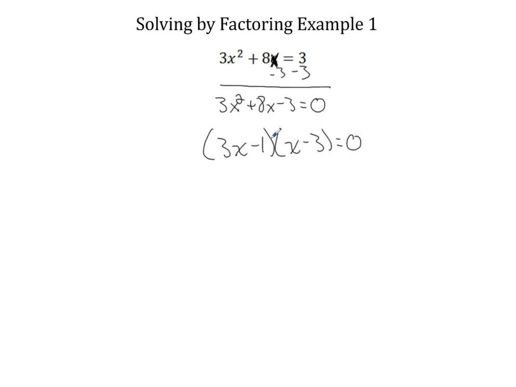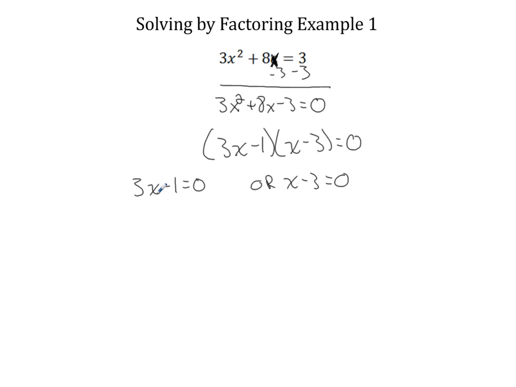Now that we have two things being multiplied together that give me 0, I can use my zero product property. So the zero product property says that either 3x minus 1 has to be 0, or x minus 3 has to be 0. So that's where we get our two answers from. If x makes this part 0, then it works, or if x makes this part 0, then it works.